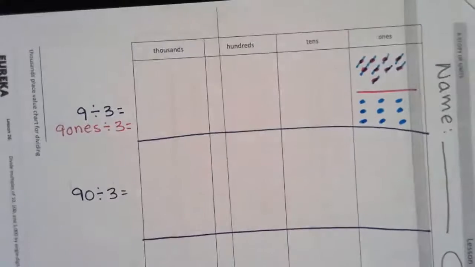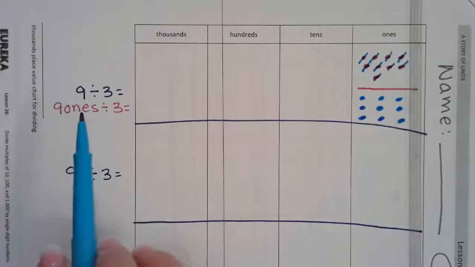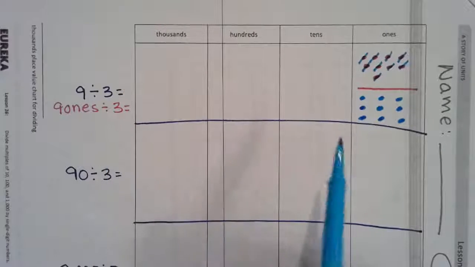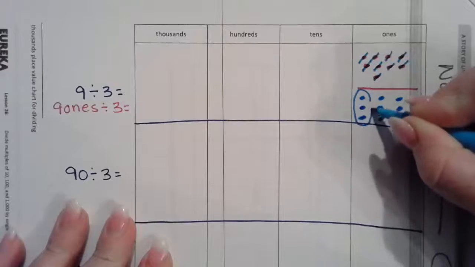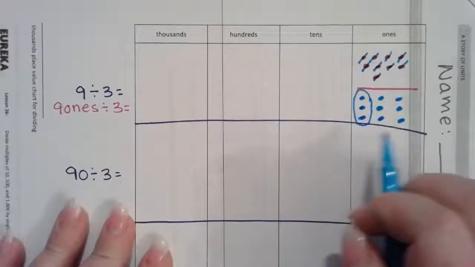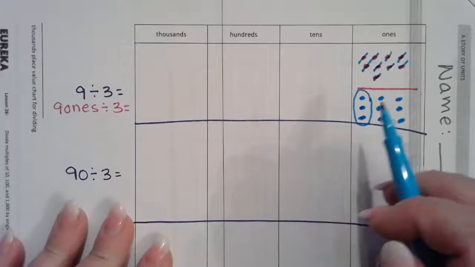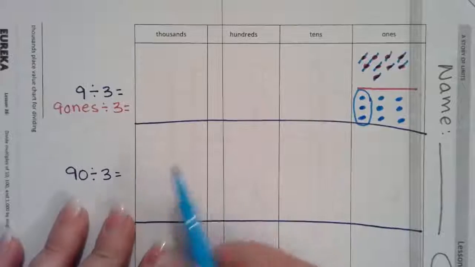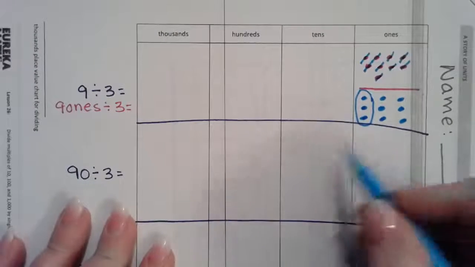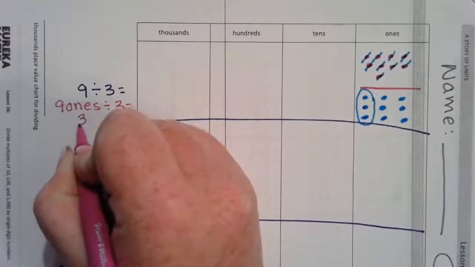Okay, and so when I'm looking for my quotient, when I'm looking for my answer, I am thinking, okay, 9 ones divided by 3. I'm going to just look at one of these groups. How many ones was in one of my 3 groups? And so it just so happens that there's 3 ones in each group. Okay, so 9 ones divided by 3 is going to be 3, but again, we're going to keep that unit form in mind, so it's going to be 3 ones.